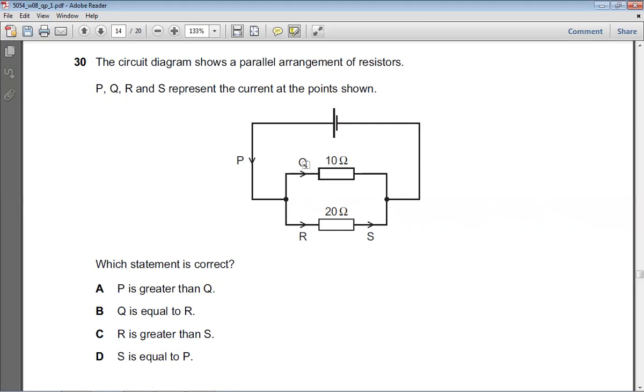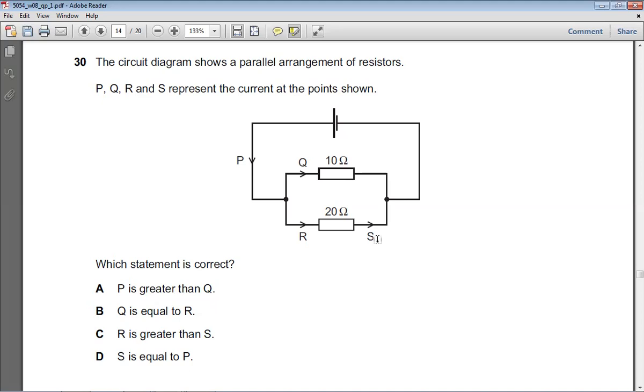So the larger amount of current will flow through the 10 ohm resistor, and less current will flow through the 20 ohm resistor. The amount of current entering the resistor and the amount of current coming out of the resistor should be equal to each other. So R and S will be equal to each other, and Q will be larger than R and S, and P will be equal to the sum of Q and R. So P will be larger than Q, and also larger than R and S.